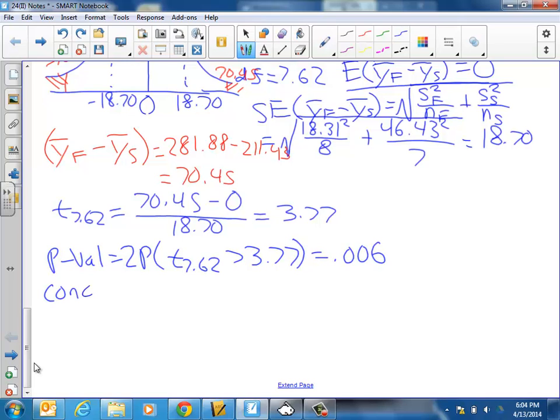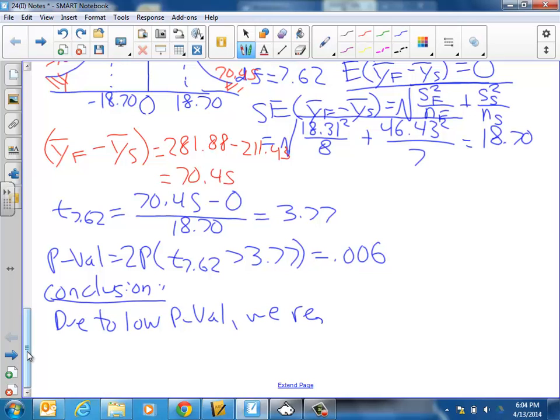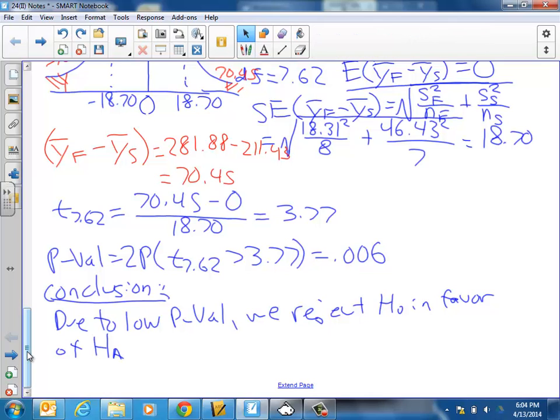So our conclusion, and this will finish the notes, is that due to a low p-value, we reject H0 in favor of H sub A. And there you go.